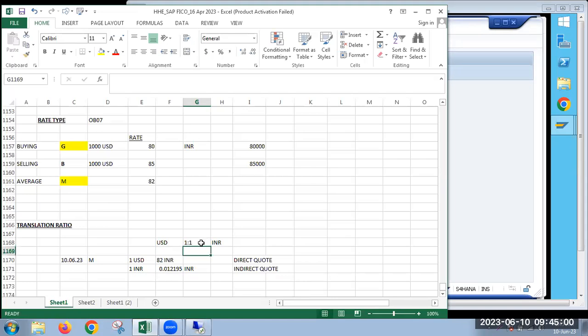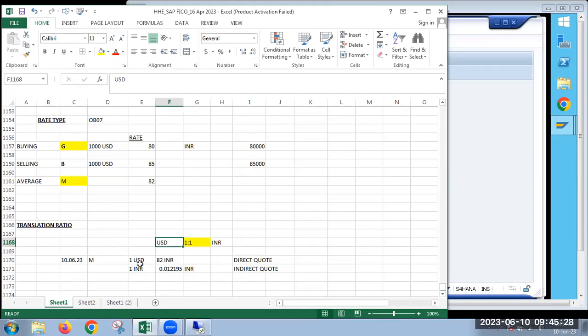So this is the translation ratio between the currencies, or we can generally say the relation between two currencies. With this concept, we can specify the rate from one currency to the other, whether by direct quotation or by indirect quotation. We can specify the value from here to here or from here to here, depending on which value is more comfortable for us.